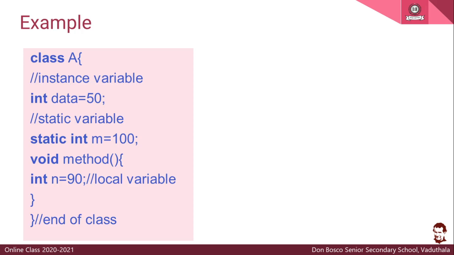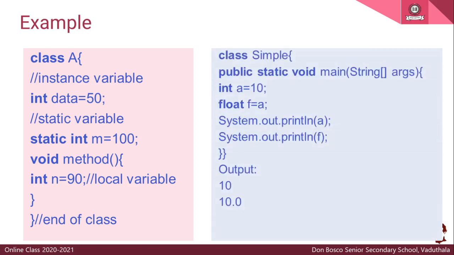And we can check one more example. Class symbol, public static void main, int a equal to 10. So another local variable. Float f equal to a, another local variable. What is the reason it is local? Inside the main function it is already declared. And system.out.println a, system.out.println f, it will display 10 and the next value will be 10.0.